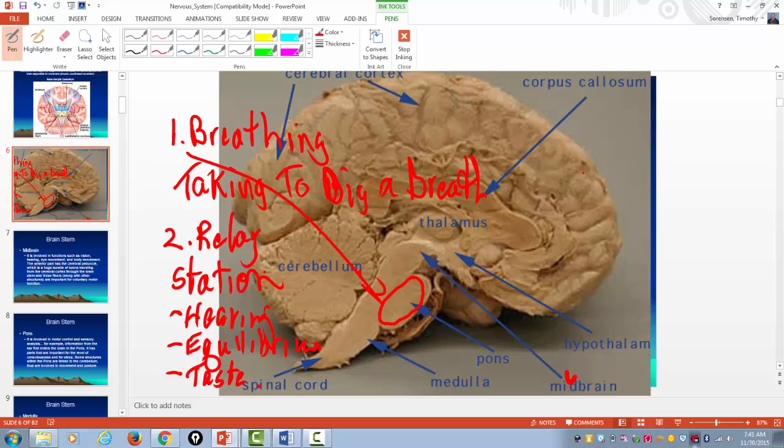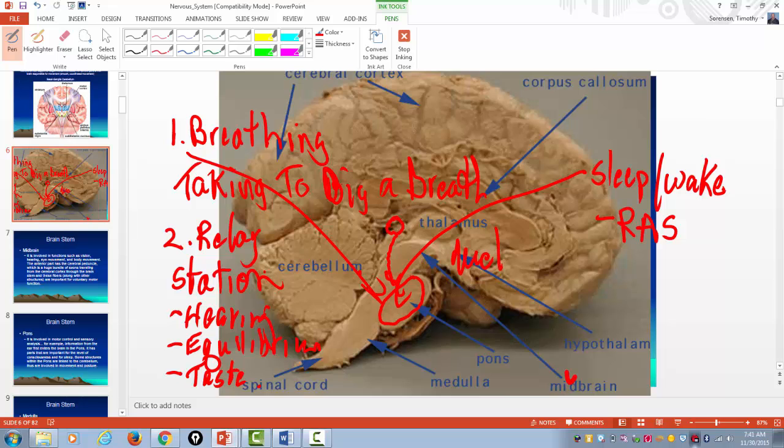The other thing that the pons is involved in is the sleep-wake cycle. There's a part of your brain called the reticular activating system that tells you to wake up or go to bed. So the pineal gland, located in this area, secretes a hormone called melatonin. And melatonin is secreted when it's dark out.